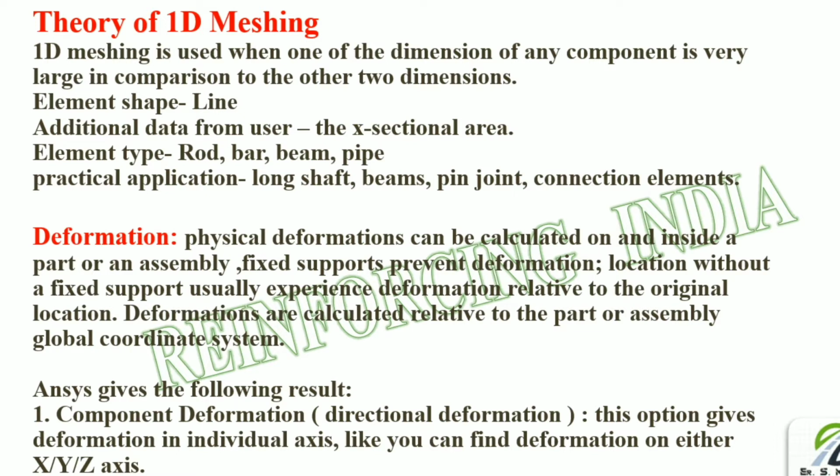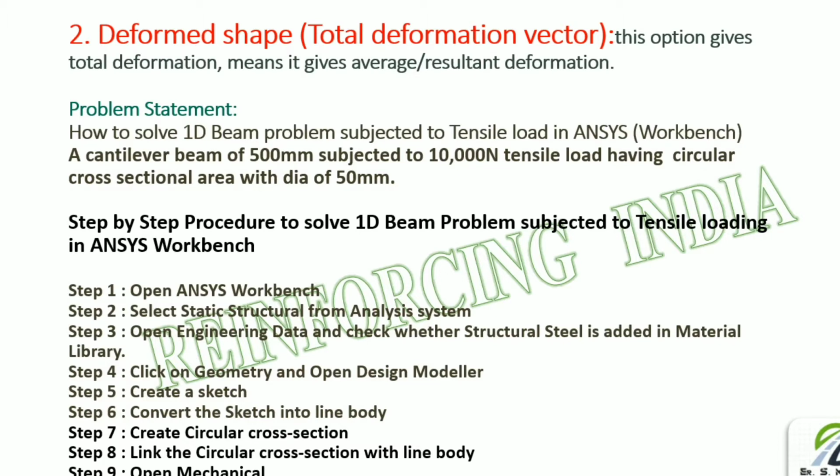Deformation. Physical deformation can be calculated on and inside a part or an assembly. We all know that a fixed support prevents deformation. Locations without a fixed support usually experience deformation relative to the original location. Deformations are calculated relative to the part or assembly global coordinate system. ANSYS gives the following results: component deformation, whether we want deformation in the x direction, y direction or z direction. Second is the deformed shape, that is total deformation, that is average deformation.